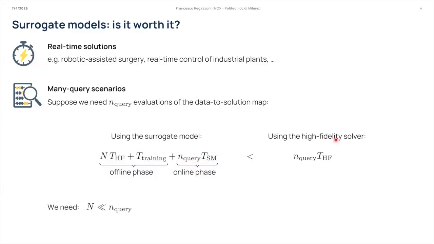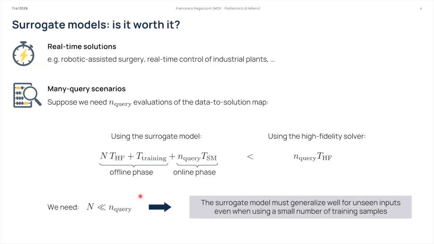Instead, by using a high fidelity solver, the computational time is simply the number of queries times the computational time required by the high fidelity solver. And a trivial consequence is that if we want a surrogate model to be convenient with respect to the high fidelity one, we need the number of training samples to be much smaller than the number of queries. And this, I think, is very often overlooked in many works.